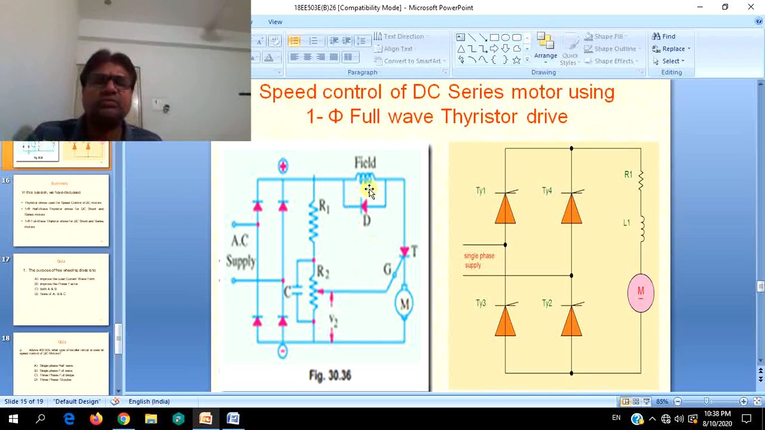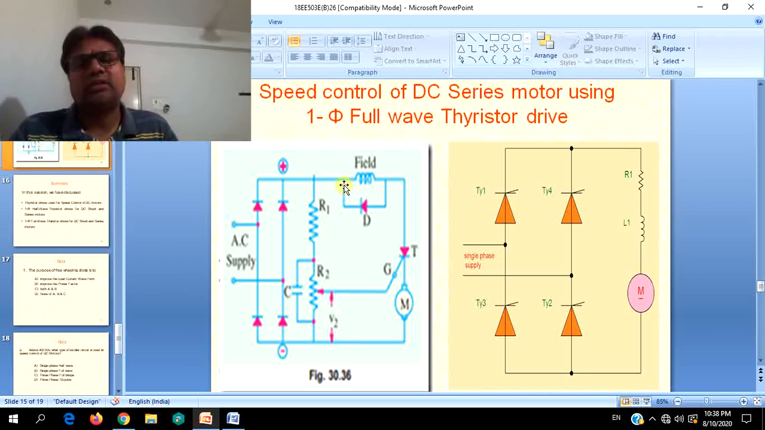Now this diode is connected for circulation of field flux across it.